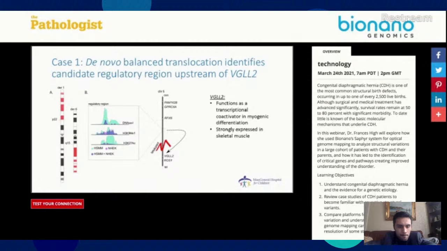We were interested because VGLL2 is an intriguing gene. It functions as a transcriptional co-activator in myogenic differentiation, and it's strongly expressed in skeletal muscle. Of course, the diaphragm is a skeletal muscle. So we hypothesized that this gene may be playing a role in CDH pathogenesis, and we're in the process of investigating this further in some functional experiments in our laboratory.